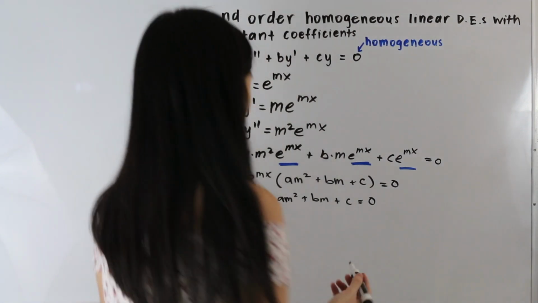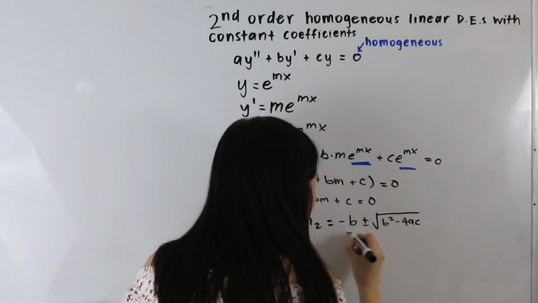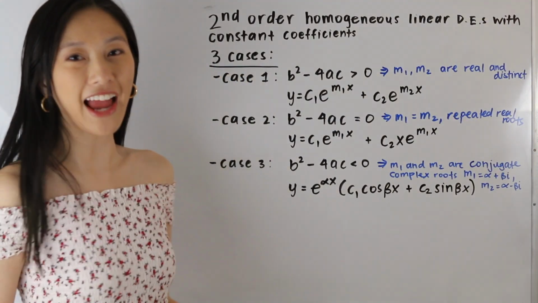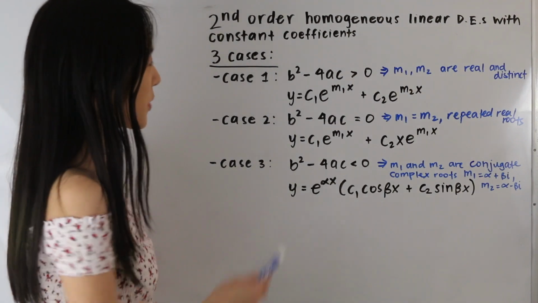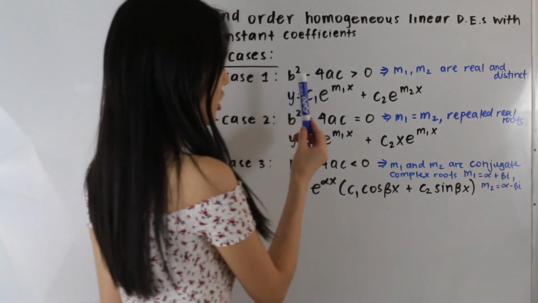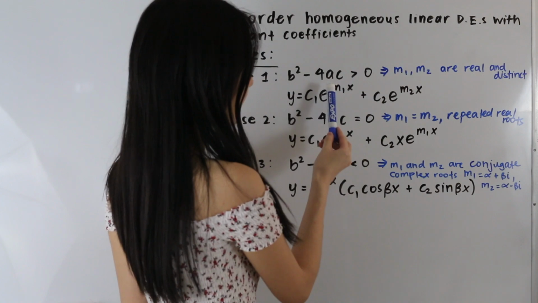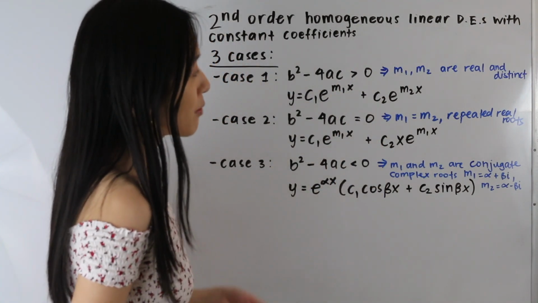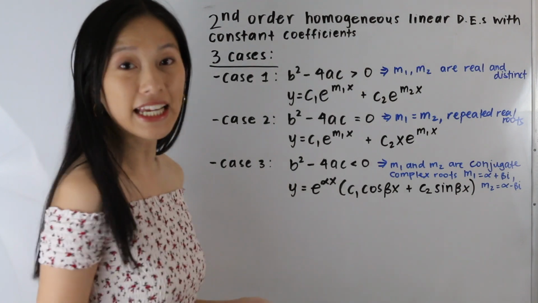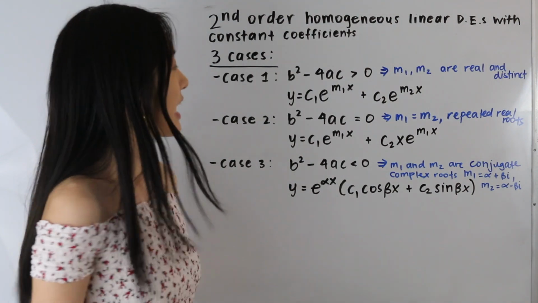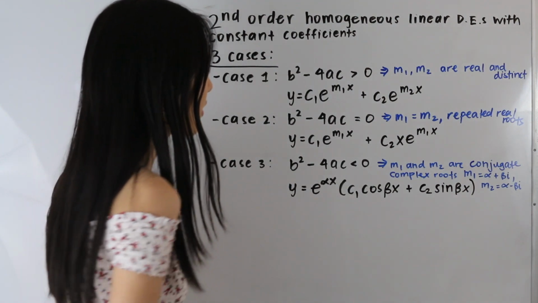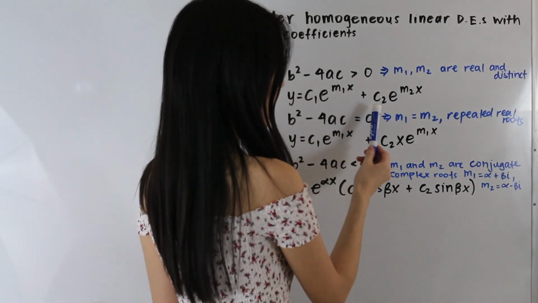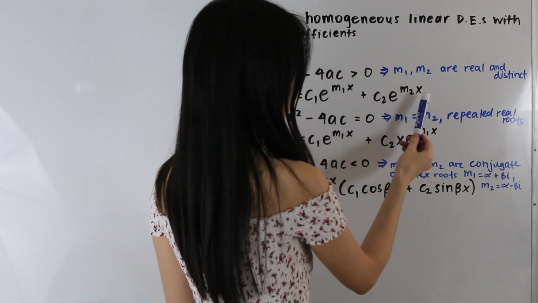So let's go ahead and write that. And so from here, there are 3 different cases that we need to consider. So here are our 3 cases. Case 1 is when we have a positive discriminant, so b squared minus 4ac is greater than 0. And in this case, we have m1, m2 are real and distinct, and in this case, our general solution is y is equal to c1 e to the m1x plus c2 e to the m2x.